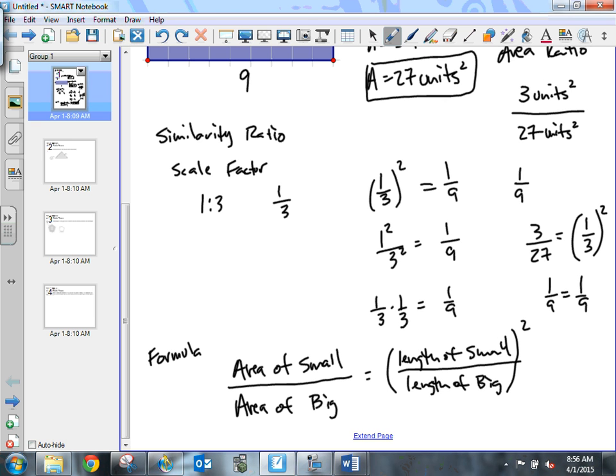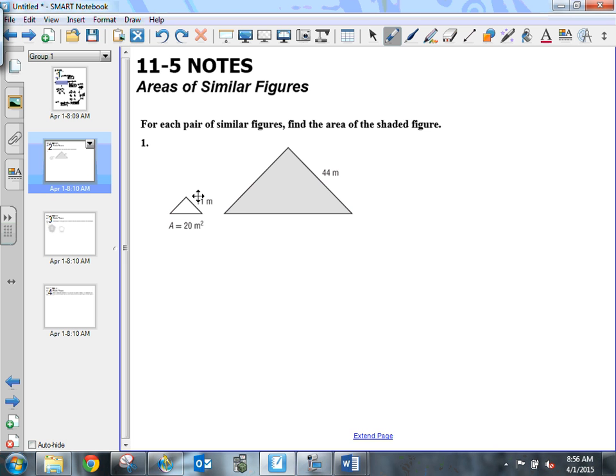So let's apply this and see what we can do with it. Let's take a look at number 1. It says, for each pair of similar figures, find the area of the shaded region. So I want to find this area here. I'll call the area of the shaded region x.